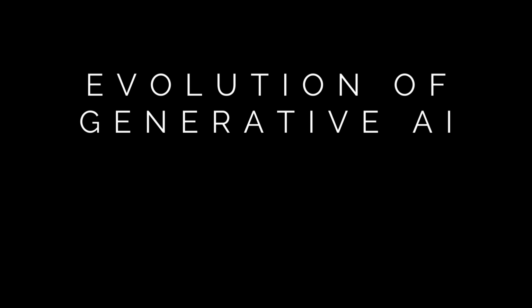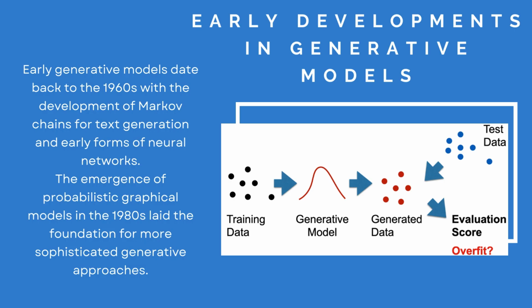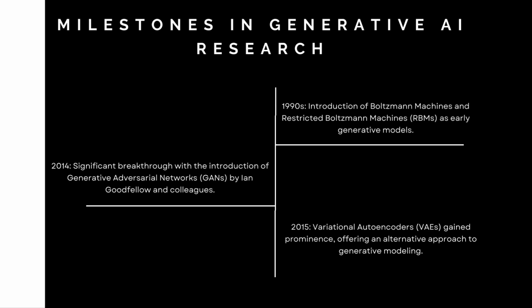Let's talk about the evolution of generative AI. Early developments in generative models. Early generative models date back to the 1960s with the development of Markov chains for text generation and early forms of neural networks. The emergence of probabilistic graphical models in the 1980s laid the foundation for more sophisticated generative approaches.